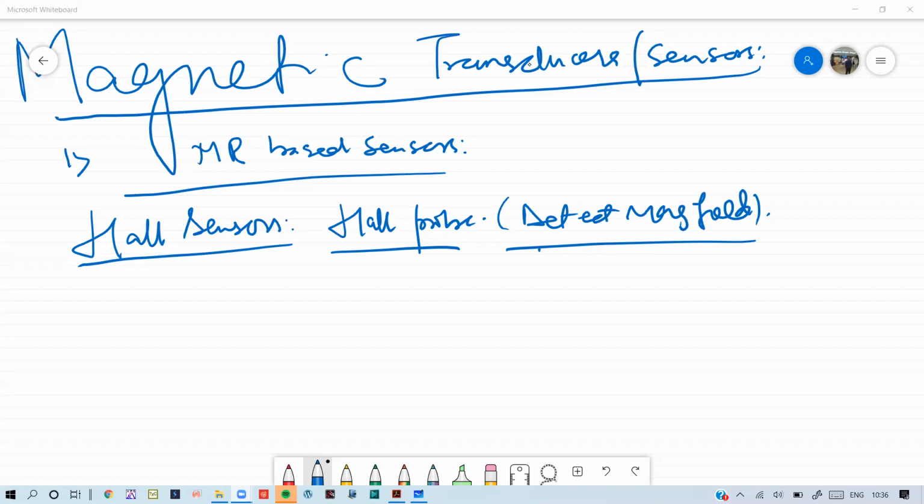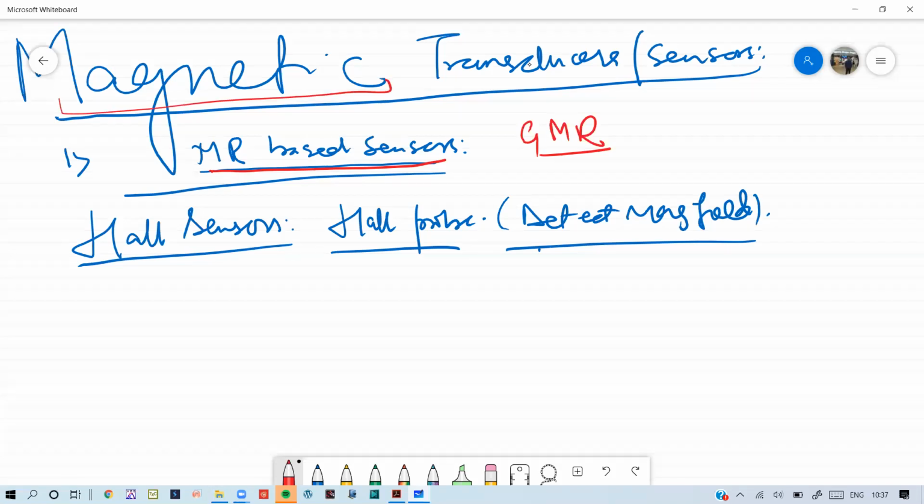Yes, sir. Okay. And in magnetic transducers, we have discussed MR-based sensors, these magnetoresistance sensors, and we mainly discussed GMR, where a large change of resistance is observed when we measure it under the influence of a magnetic field. And magnetic recording heads, one example was discussed. Another sensor which involves magnetic effects is the Hall sensor.